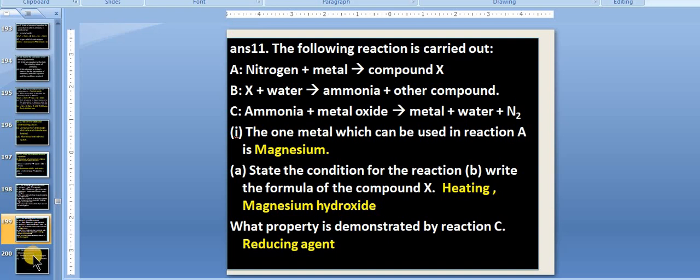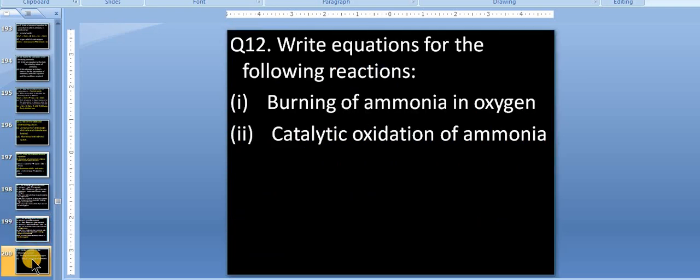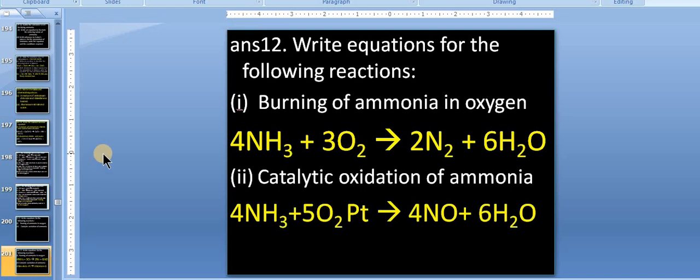Okay. Thank you. Now, write equations for the following reaction. Burning of ammonia in oxygen. So here you can see the reaction I am showing you. These are the 2 reactions. Ammonia plus O2 gives N2 and water.